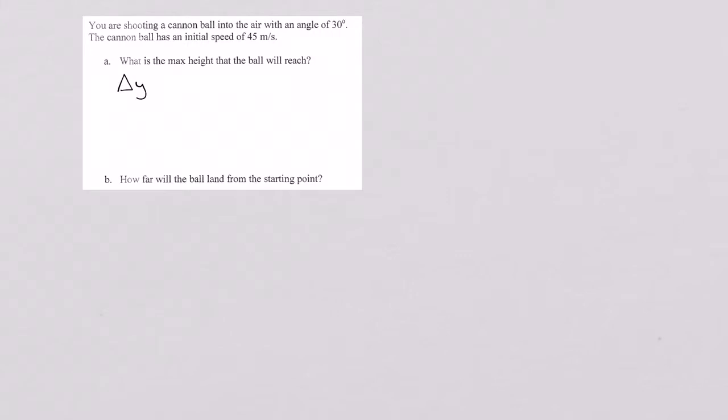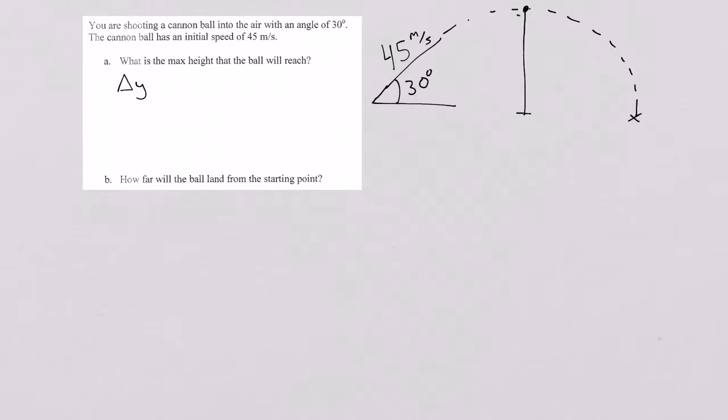The first thing I like to do when I get this problem is draw it out. We have a cannonball being shot. This is 30 degrees, and it is being shot out at 45 meters per second. It's going to be shot way over here and land eventually over here. So you kind of get the idea. What we're solving for in A is that height. At the very top, or the apex, right here, I'll draw a line down, and this is going to be our delta y, or our height.